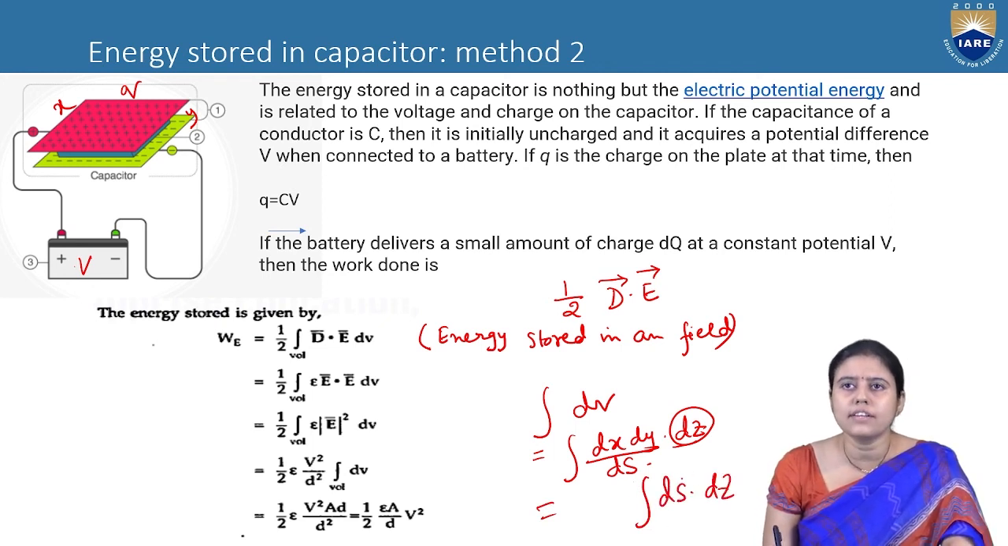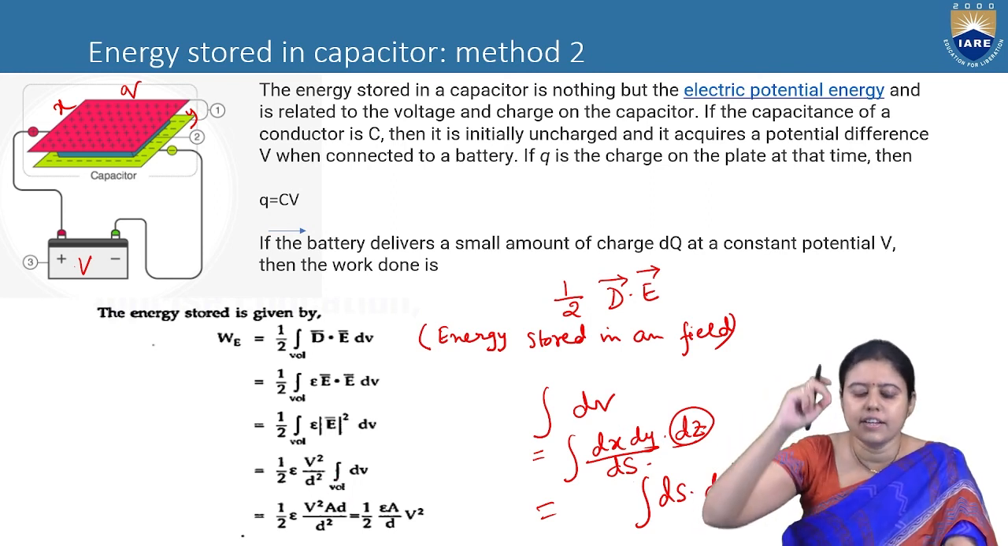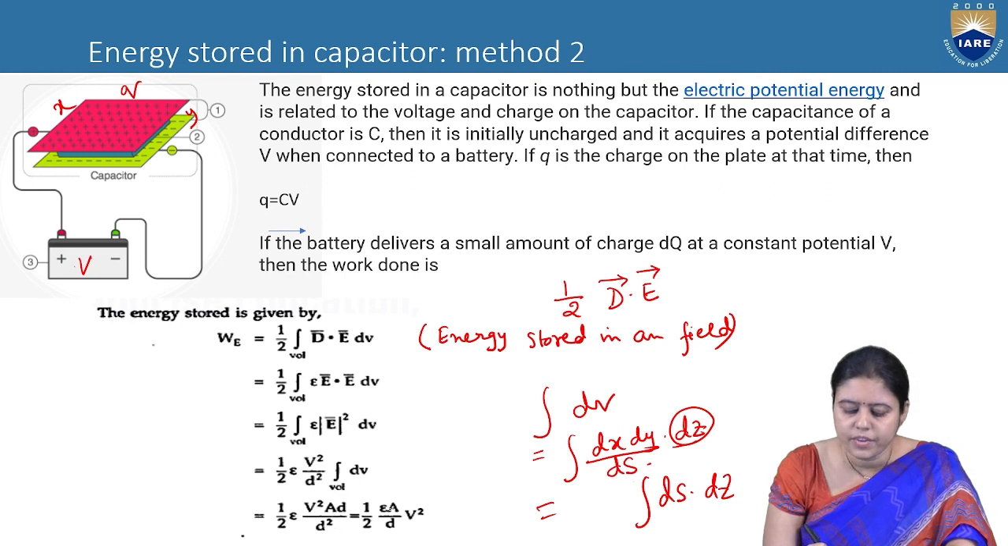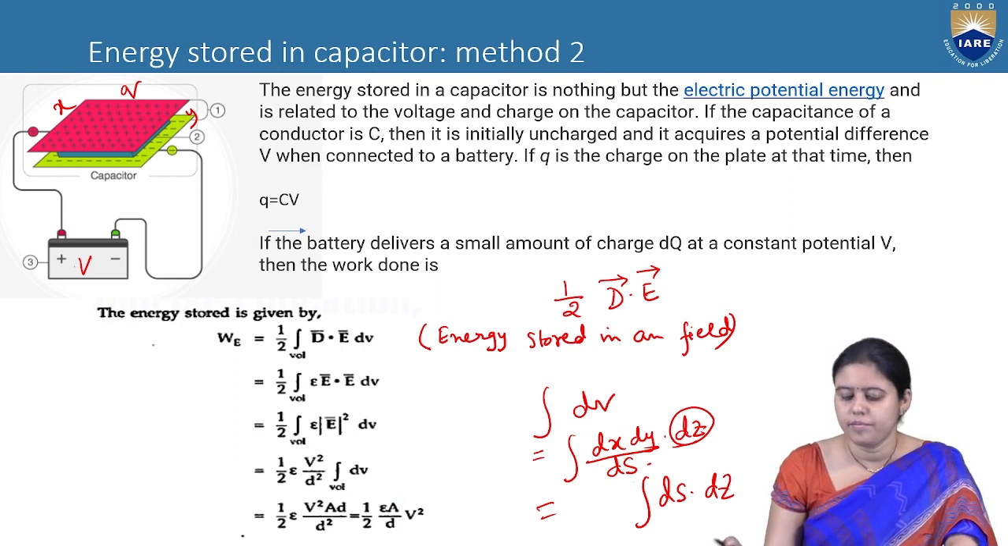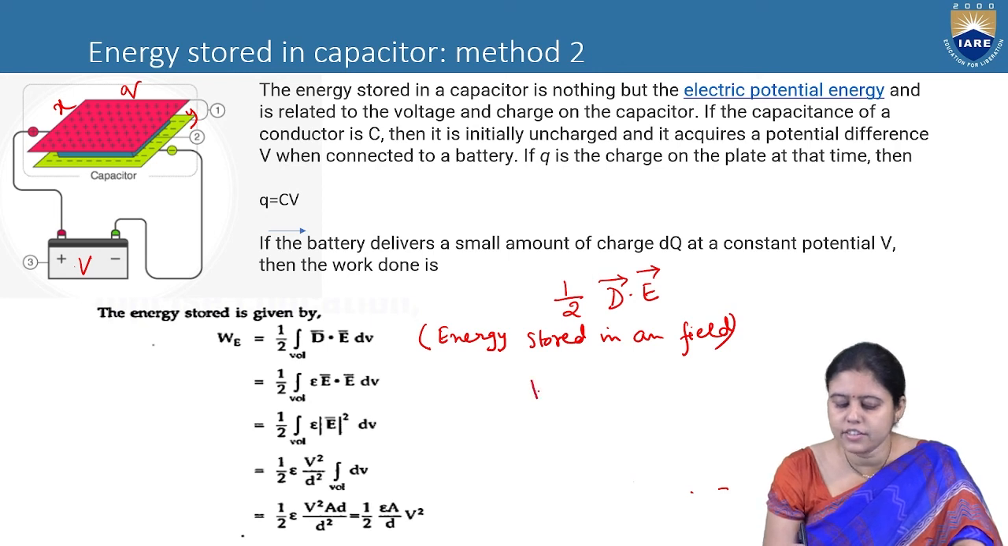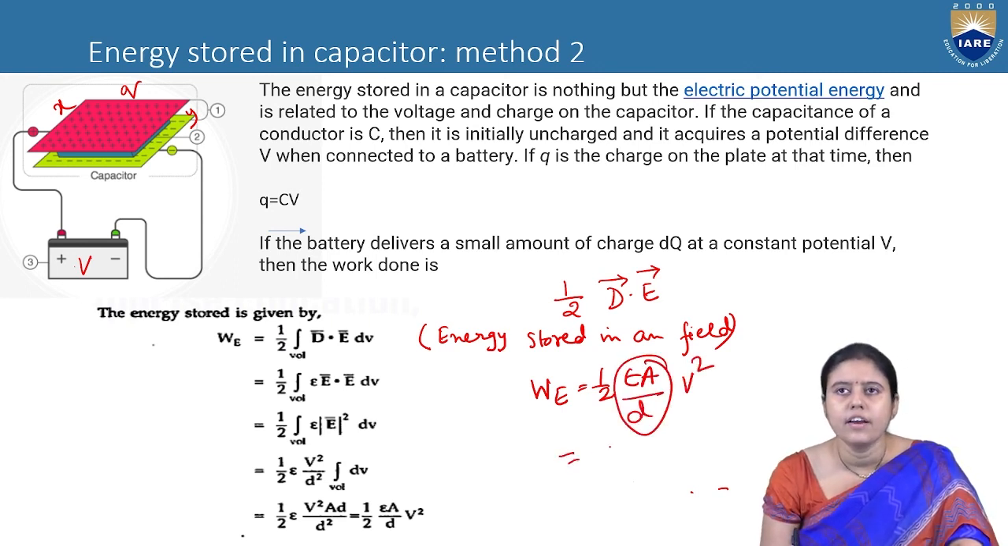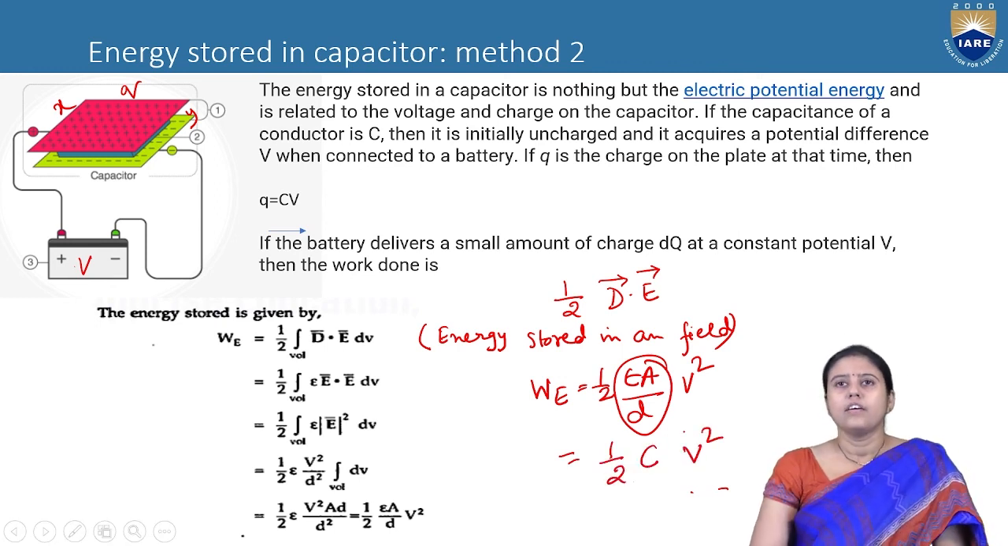So what is the total surface? Total surface is A. What is dz? Dz is the distance, written as D. So it is coming half epsilon A by D into V square. So the energy stored is equal to half epsilon A by D V square. What is epsilon A by D? It is nothing but the capacitance. So half CV square.